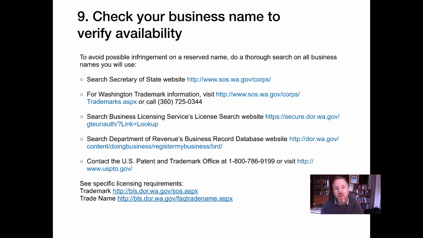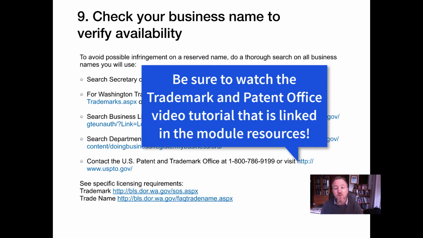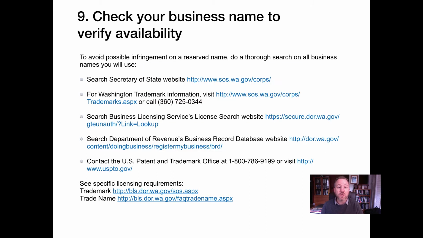So one of the things we want to do before we start launching our business is verify that the business name we want to use isn't already being used by somebody else. It's kind of a first come, first served basis. And also we want to verify whether or not there is a trademark already placed upon a name that we want to use. And so I've got some links here for you to check out where you can do a quick search of the Secretary of State's website.